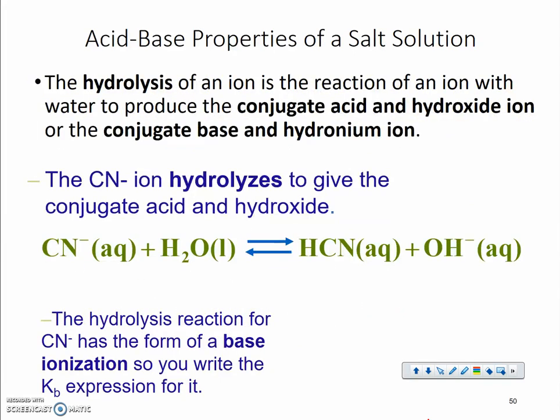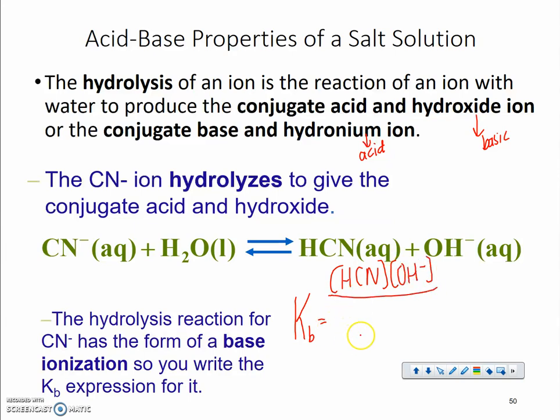Any hydrolysis reaction is going to produce one of two things: conjugate acid and hydroxide, which is going to be a basic reaction, or conjugate base and hydronium ion, which is going to be an acidic reaction. In this case, we form a basic reaction because we're forming this OH-. So we can write a Kb for this reaction, where, same as before, it's products over reactants, and we don't include water.